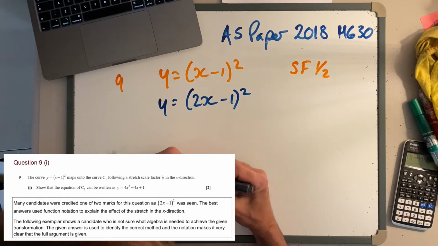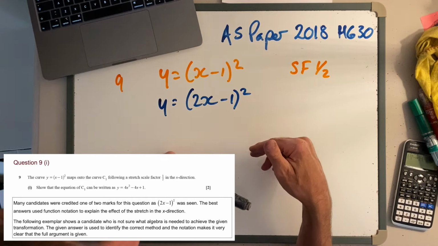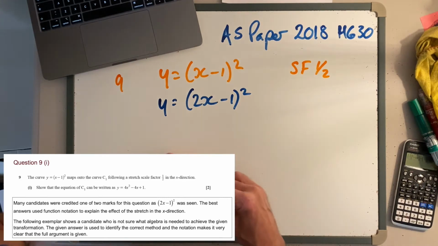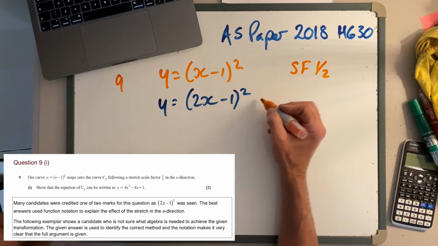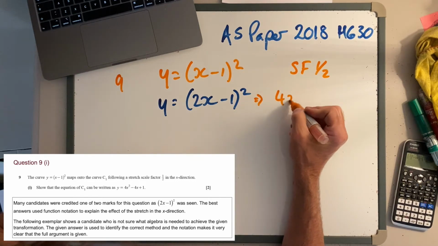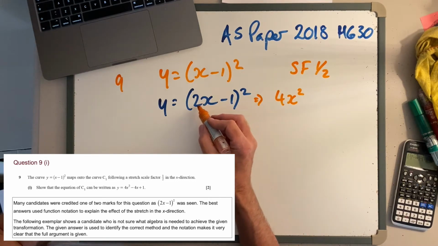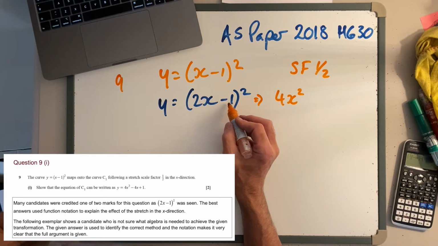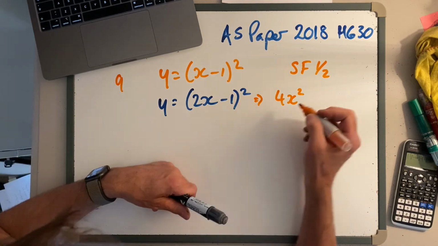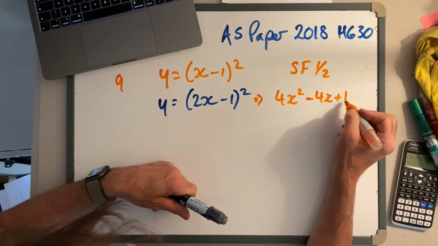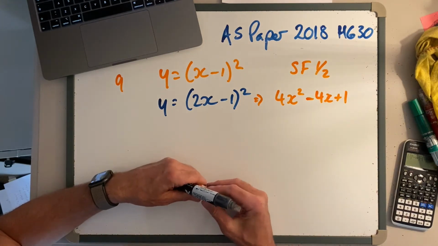And then of course it says, show that this can be written as 4x squared minus 4x plus 1. So let's expand this out and you can see that it's 4x squared, minus 2x, minus 2x, so minus 4x, plus 1. And that's what they wanted.